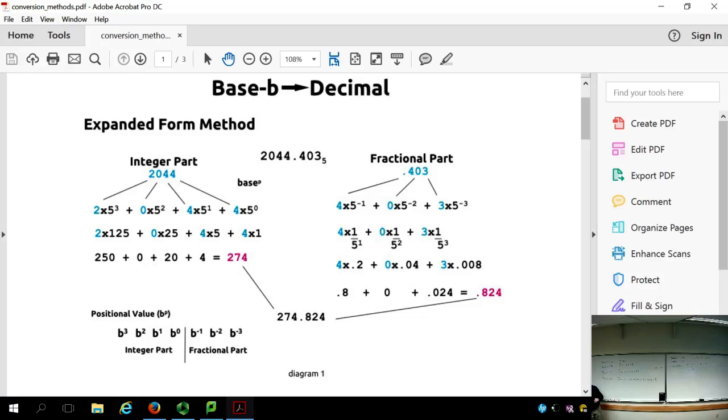Base 10 is the hardest one for a computer to deal with, frankly. It's really weird. It wastes a lot of space. Yeah, base 10 sucks.